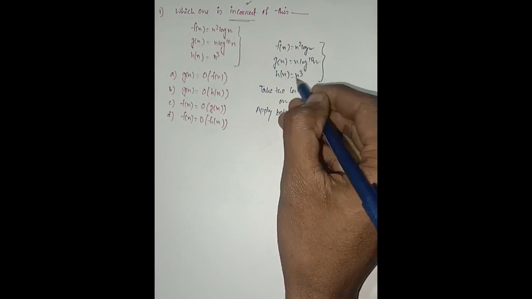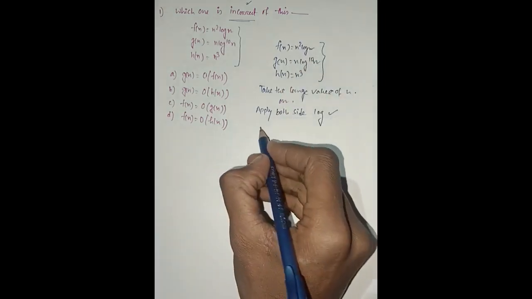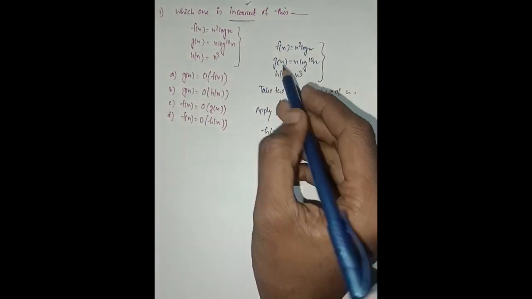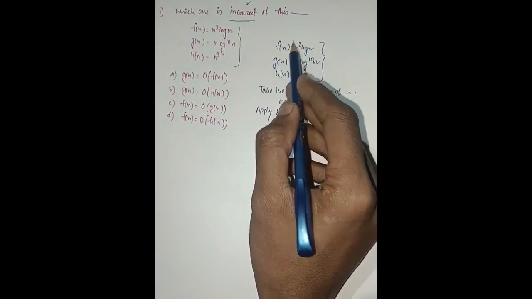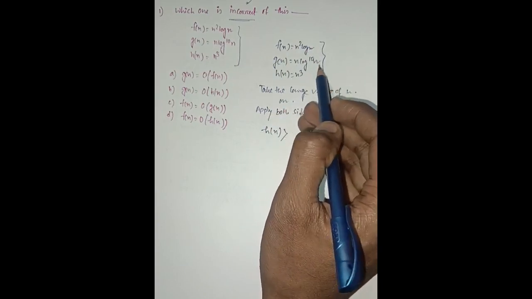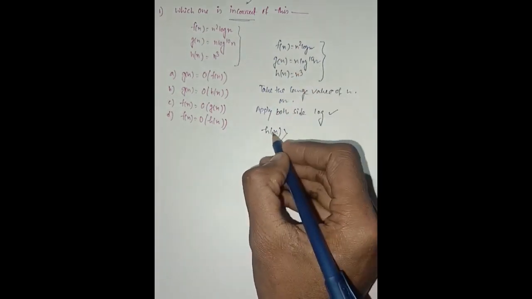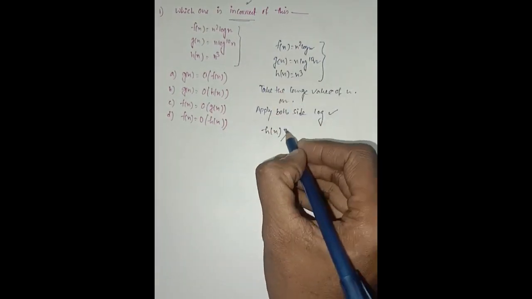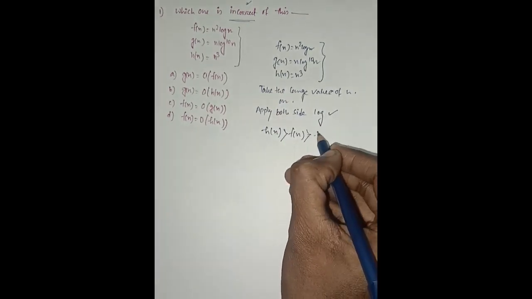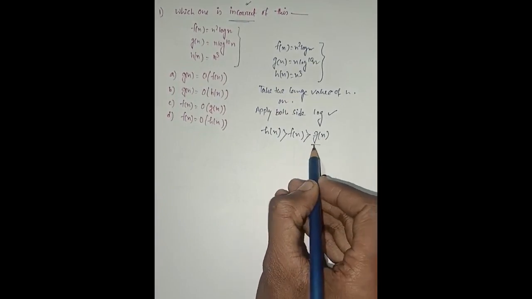We can easily see that n cube is much larger than the others. So h of n is much larger than f of n and g of n. f of n contains n square log n, and g of n contains n log base 10 of n. Since n square is much larger than n, the order is h of n, then f of n, and then g of n. So g of n is much smaller.